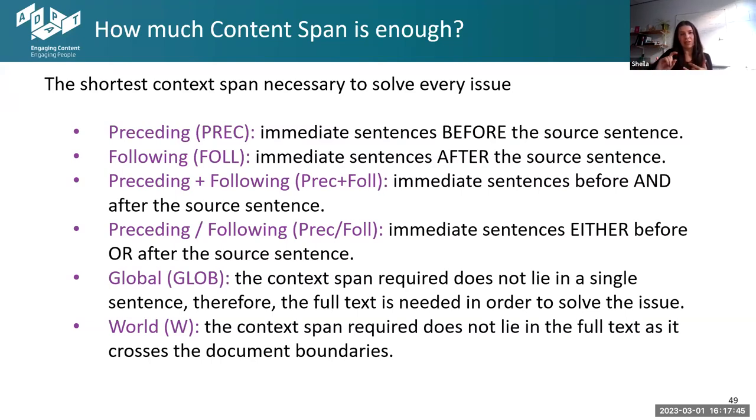What I saw is that there are very different types of context. There is the preceding context, which is sentences before the source sentence, and following, which is the sentences after the source sentence with the issue that you want to translate. Some context spans start before the sentence and go a little bit over, so you need all of it. Sometimes it's either before or after, it doesn't really matter. Sometimes you need the full text to solve an example because it's so subtle that you actually need to read everything to have an idea. But there are some issues that are actually not in the text at all. You need some world knowledge to solve that. So how would machine translation do that without this world knowledge?